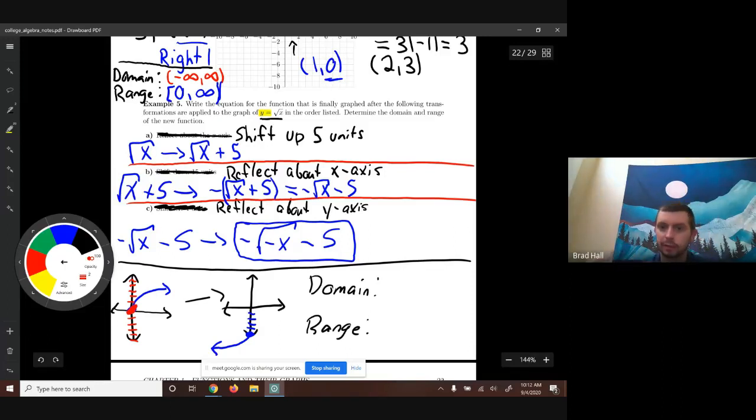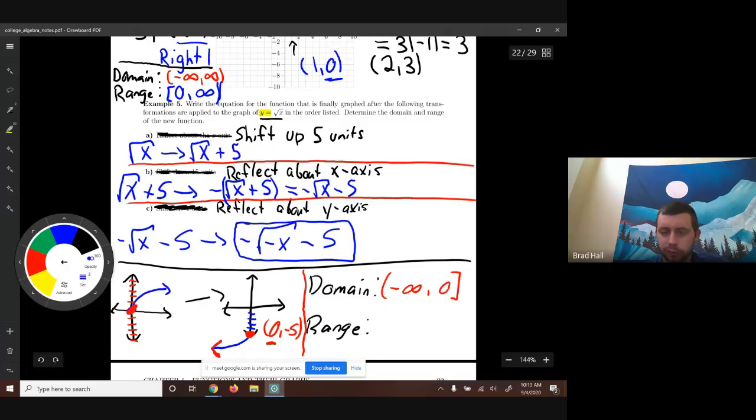So the domain is left to right. The furthest to the left we can go, we hit an arrow, which is corresponding to negative infinity. The furthest to the right we can go seems to be this point right here, which is the point 0, -5. So with the domain, naturally, we want to find the x value. So that's why we use 0 with a bracket.